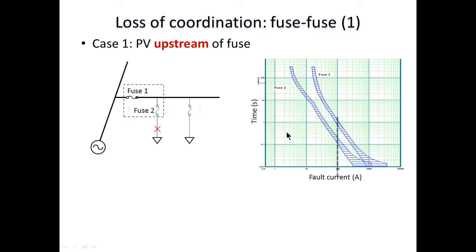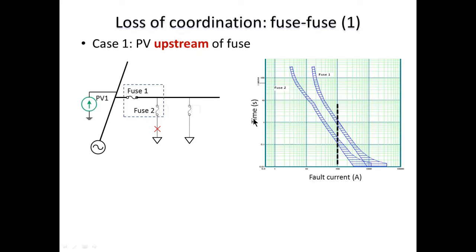For a fault current, let's say 1000 amperes, clearly we can see that fuse 2, the sublateral, would clear first before fuse 1 begins to operate. That way the coordination is maintained. Now in the protection introduction video, we saw that when we consider the impacts of PV on the fuse-to-fuse coordination, there are two different cases that we need to study.